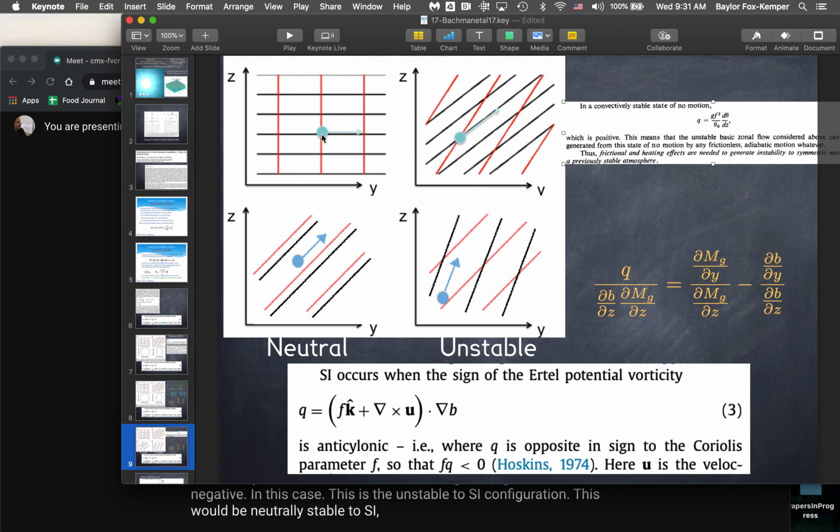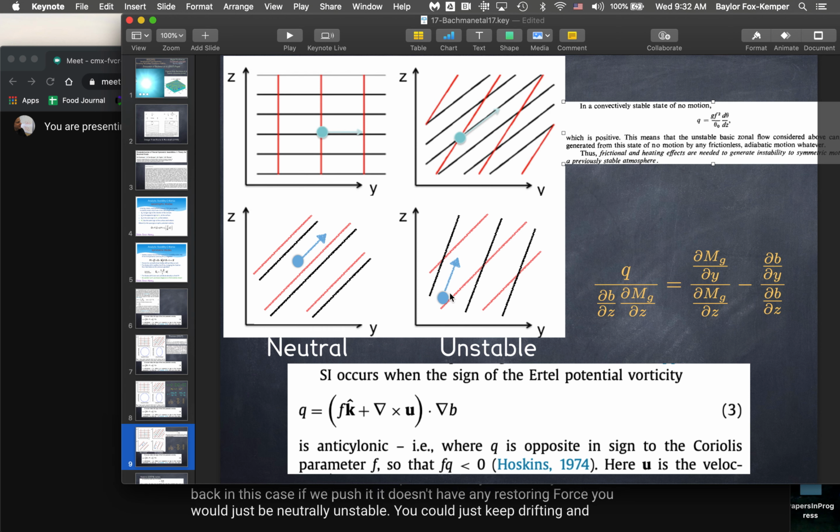And it's because if we think about, when we pushed it this way, the absolute momentum restored us back. If we pushed it this way, the density restored us back. If we push it this way, the absolute momentum restores us back. If we push it this way, the density restores us back. In this case, if we push it, it doesn't have any restoring force. You would just be neutrally stable. You could just keep drifting.